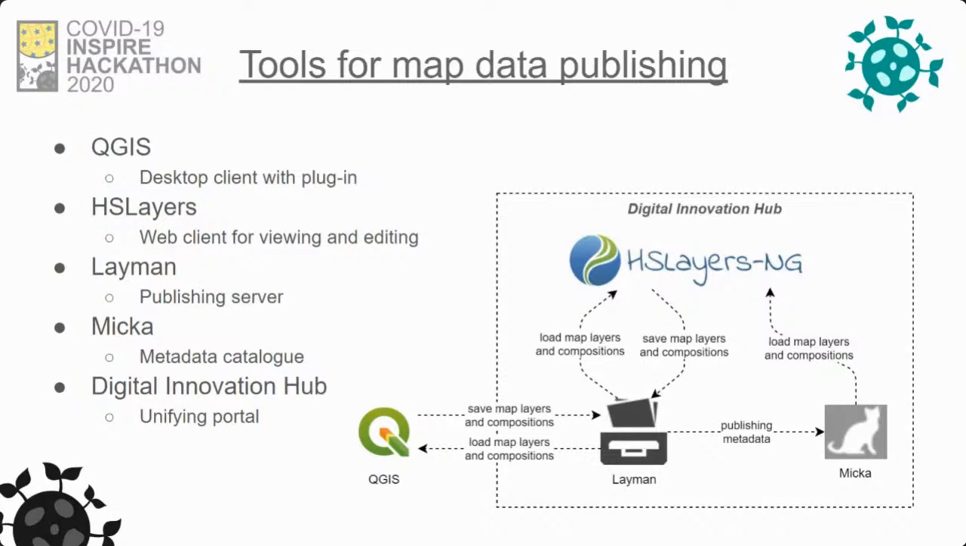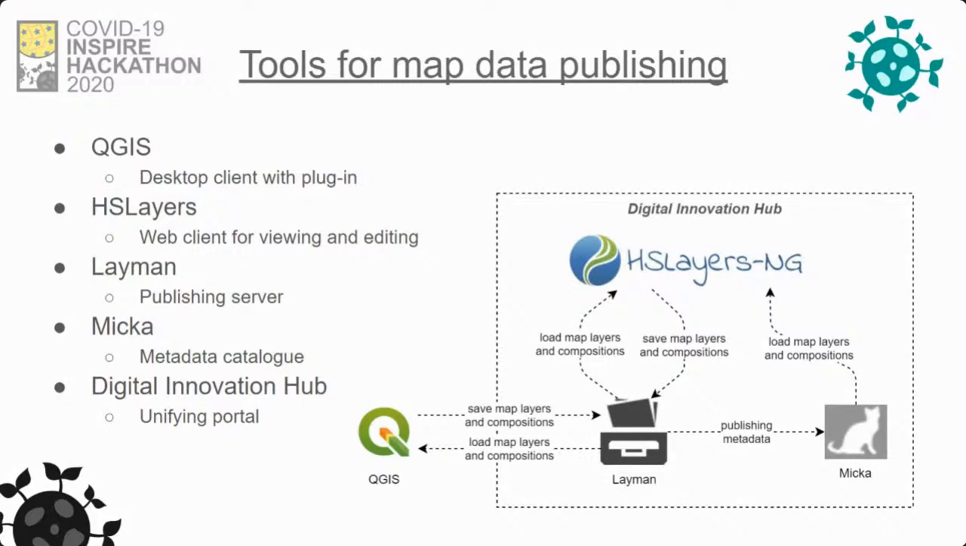Karel gave a general introduction to the tools, but let's now look at the components of the map data publishing workflow in more detail. I'm sure most of you are familiar with QGIS. QGIS is a powerful desktop GIS software that is extensible with plugins. And as Karel mentioned, we have been developing such a plugin that would enable everyone to create and publish data to the web environment.